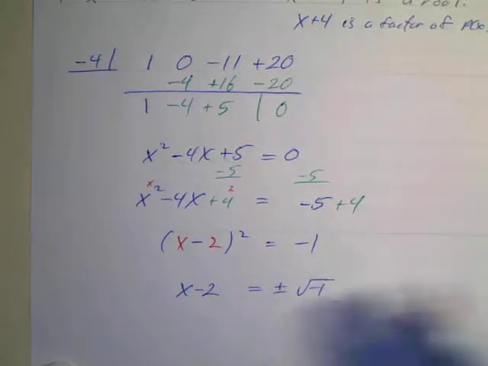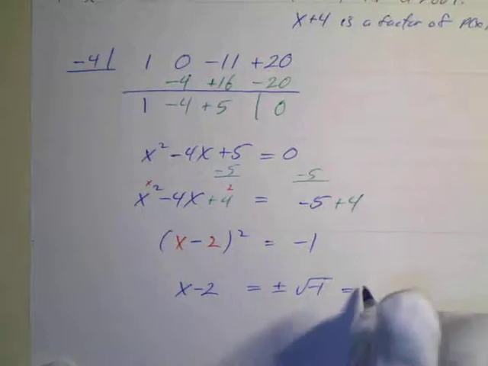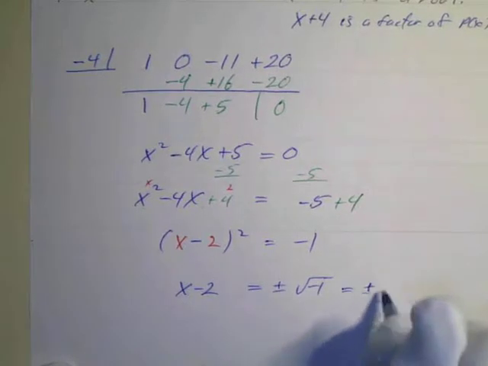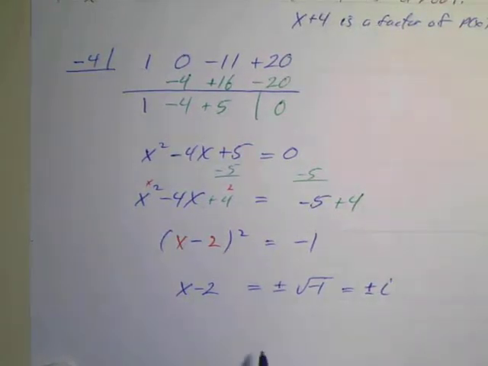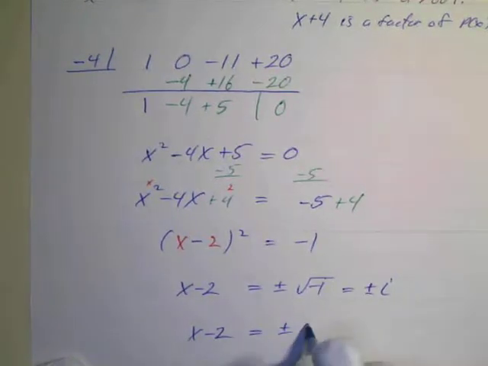But the square root of negative 1 is actually the same thing as, we call that i, because it's an imaginary number, so plus or minus i. And then I'm going to add 2 to both sides, so I can rewrite this: x minus 2 equals plus or minus i. And then I'm going to add 2 to both sides to solve for x.